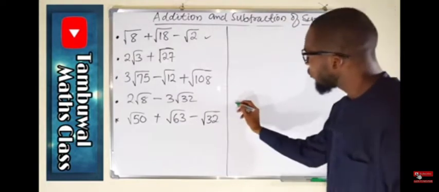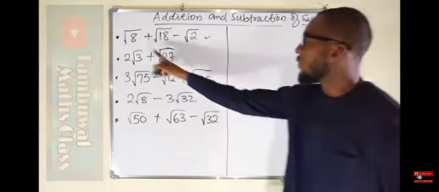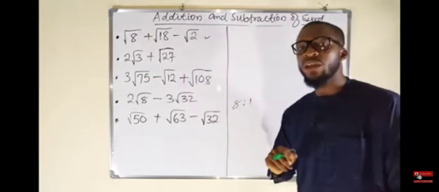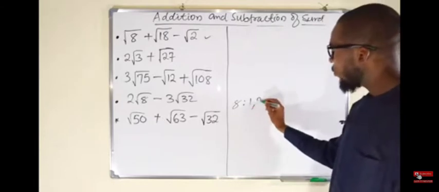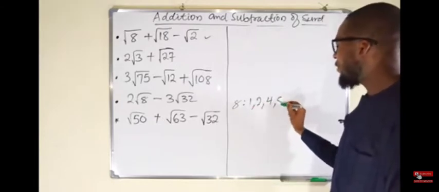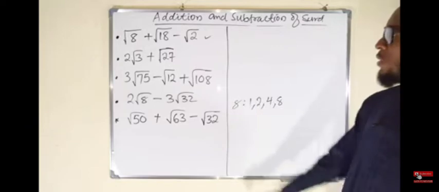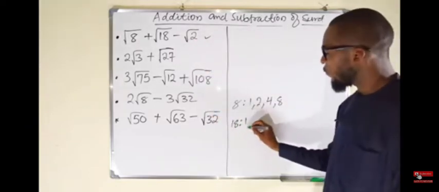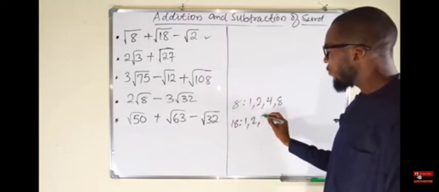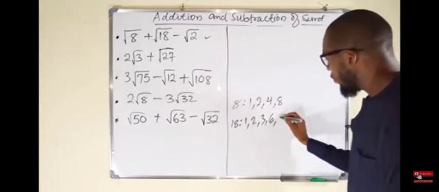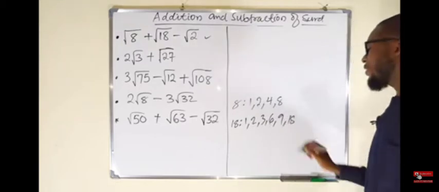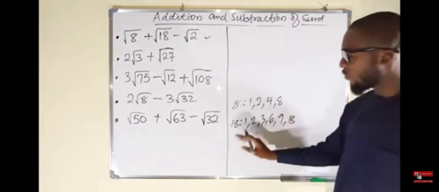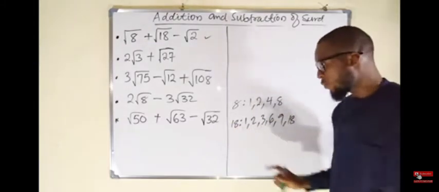First of all, let us list out all the factors of 8, starting with this 8. We have 1, those numbers that can go into 8 without remainder. 1 can go, 2 can go, 4 can go, and 8 can also go into 8. Then the next one is 18. The factors of 18, we have 1, 2, 3, 6, 9, and 18. These are the numbers that can go into 18.